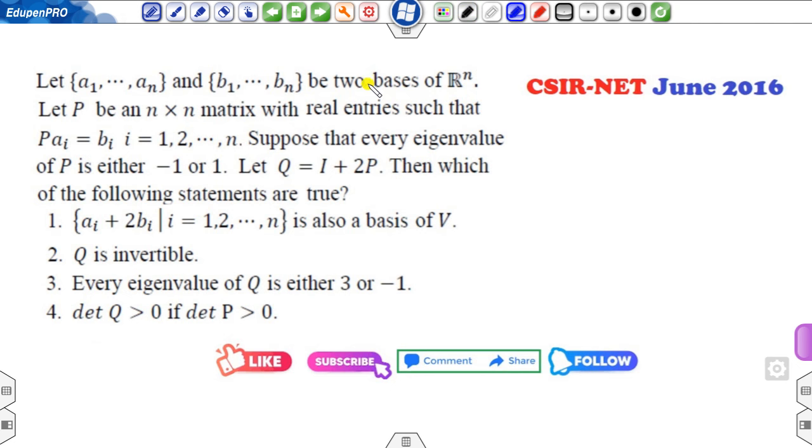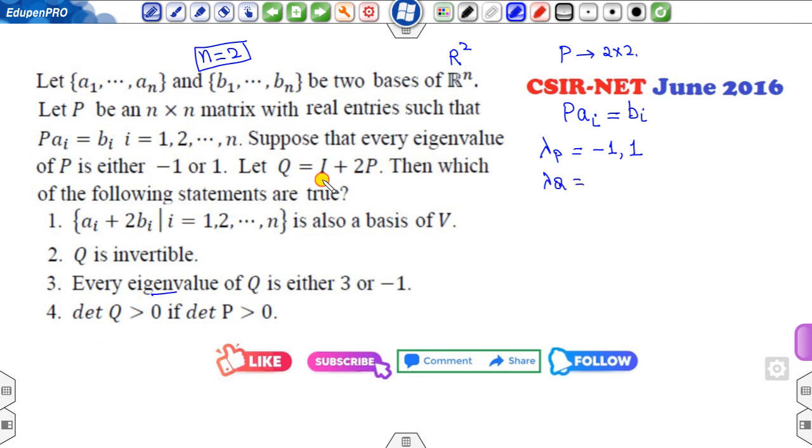Ai's and Bi's are these. I can choose L as 2, so these are in R2. P is a 2 cross 2 matrix such that P of Ai is Bi. Suppose every eigenvalue of P is minus 1 or 1, then Q is this, which are the following. So every eigenvalue of Q.